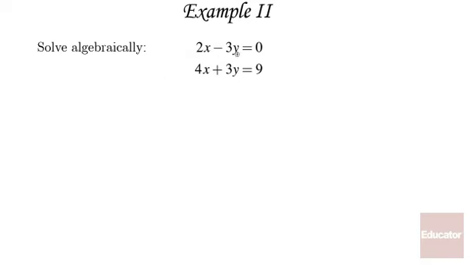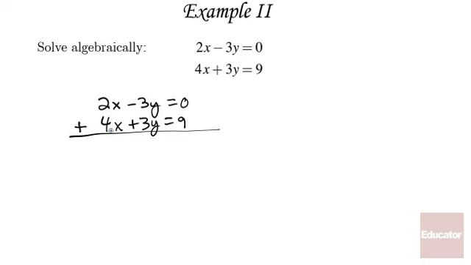But if I look, I have y terms that have opposite coefficients, -3 and 3. What that means is that if I add these equations, the y's are going to drop out. Then I can just solve for x. Rewriting this right here and adding. So I'm going to add these two. 2x plus 4x gives me 6x. The y's drop out, -3y plus 3y is 0. And then 0 plus 9 is 9.